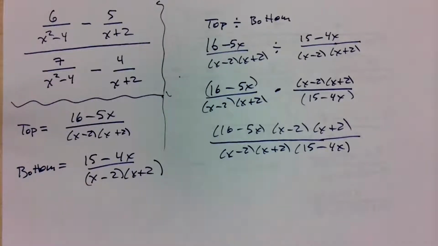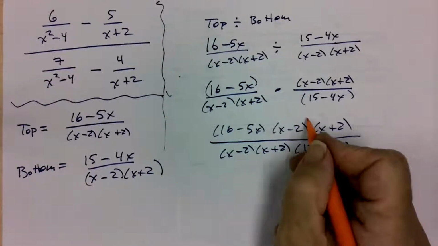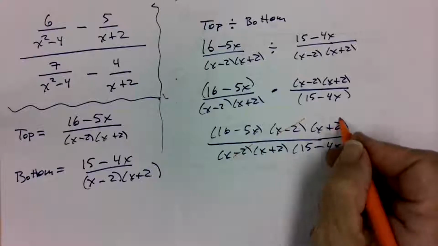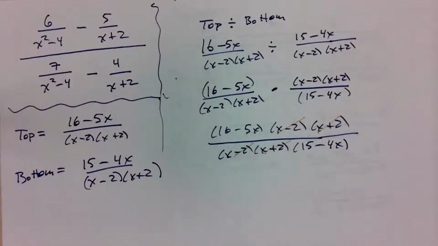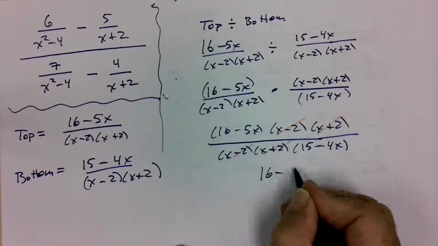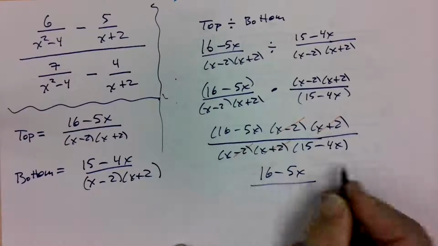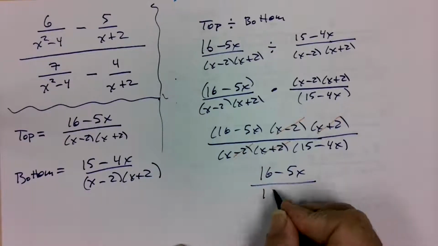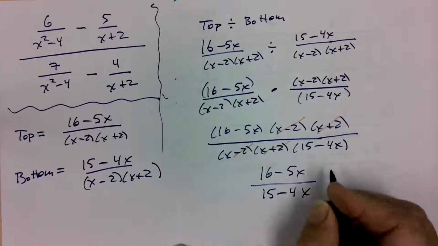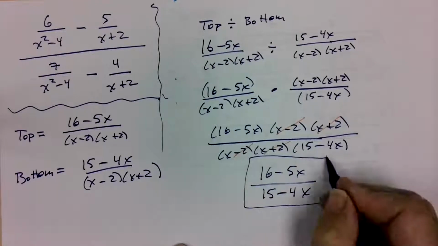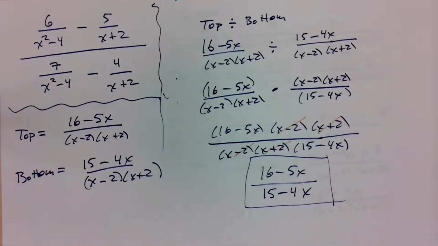What is the same on the top and the bottom? X minus 2 over x minus 2, x plus 2 over x plus 2. Those become 1 over 1 when I divide those out. So 16 minus 5x times 1 upstairs. 16 minus 5x downstairs, 1 times 15 minus 4x is 15 minus 4x. And that is my final solution. And that will conclude this lesson.